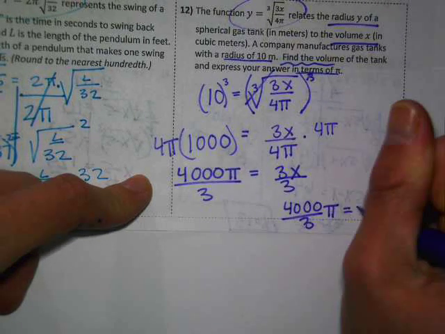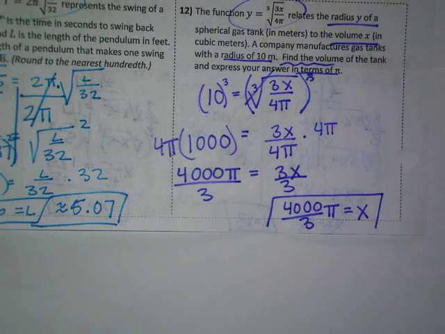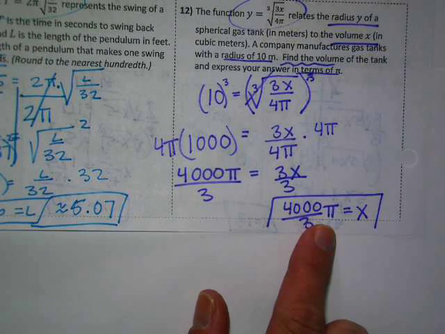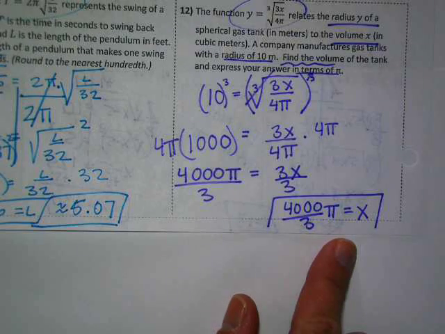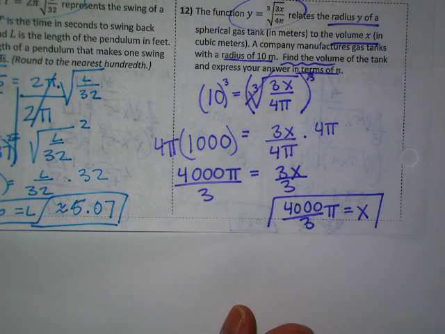Wow, we're getting lazy. It doesn't tell me to round, so I'm not going to. And then you're done. If you turn it into a decimal, that's fine too. But because it's with pi, you can't simplify that part. I don't think 3 can go into that.